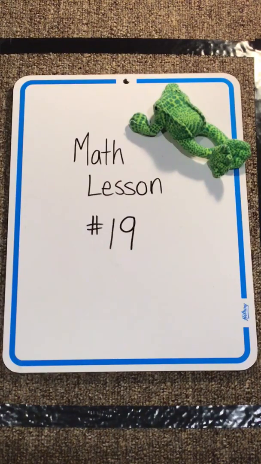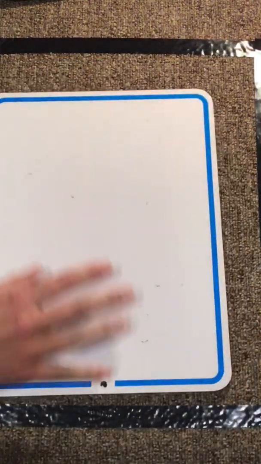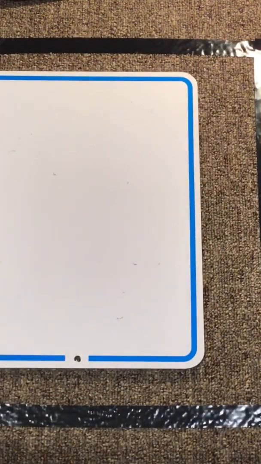Why, hello again, mathematicians, and welcome to math lesson number 19. Oh, we're getting so good at multiplying with decimals. We're gonna amp it up, and we're gonna do 2-digit by 2-digit multiplication.